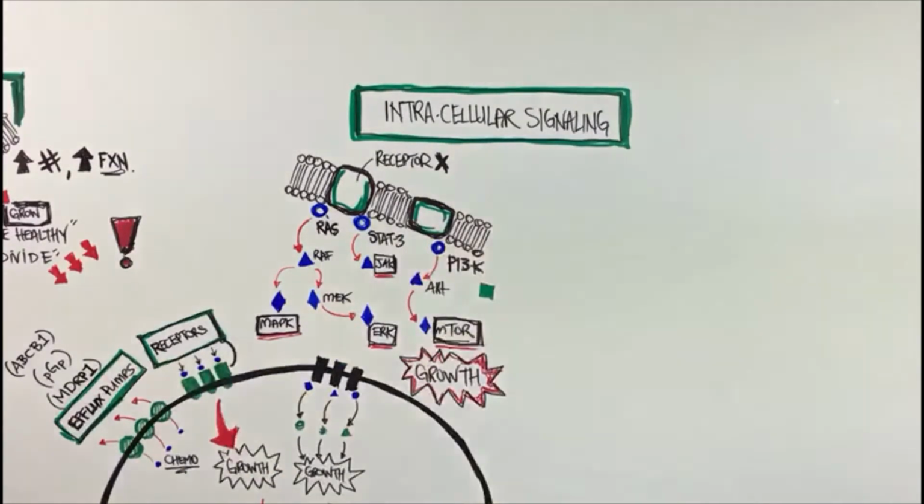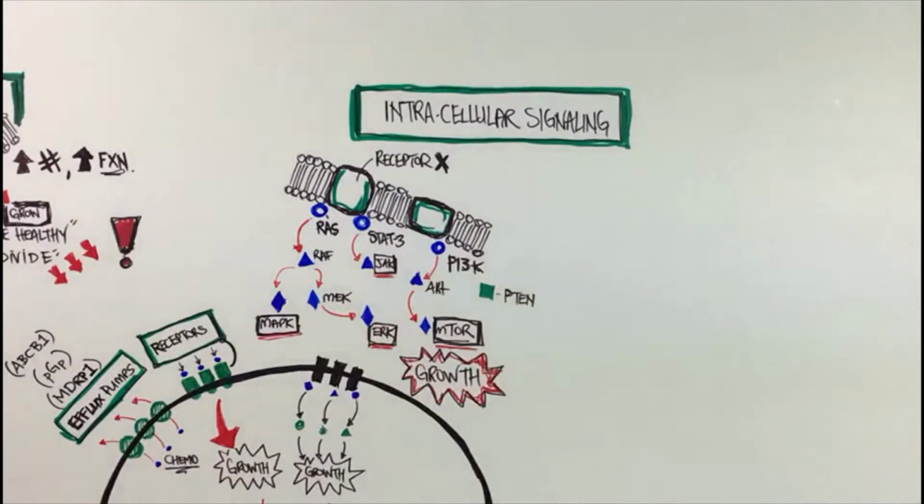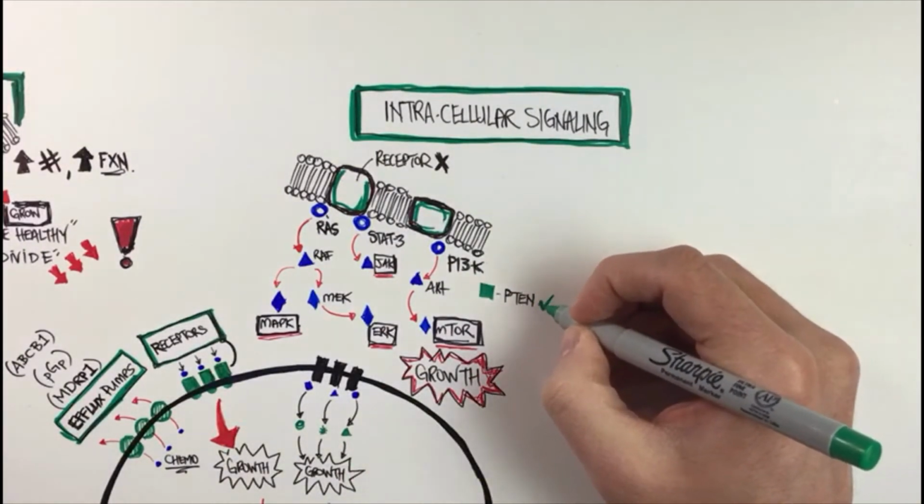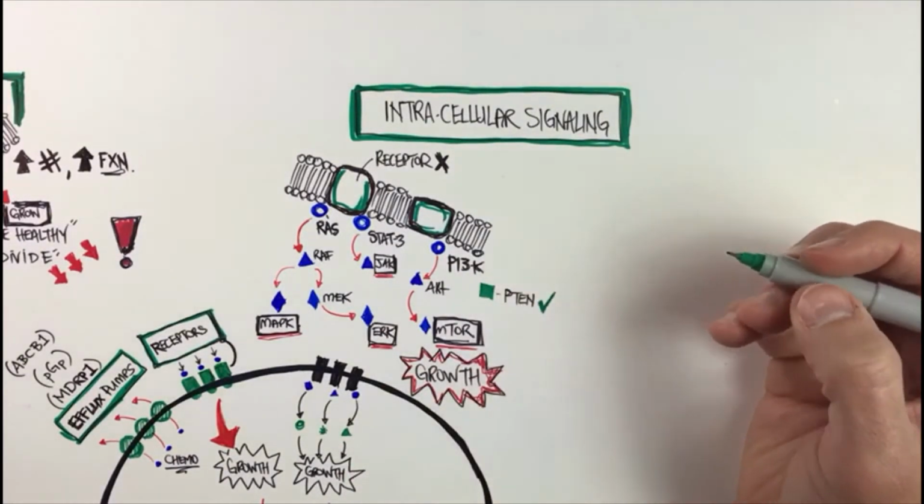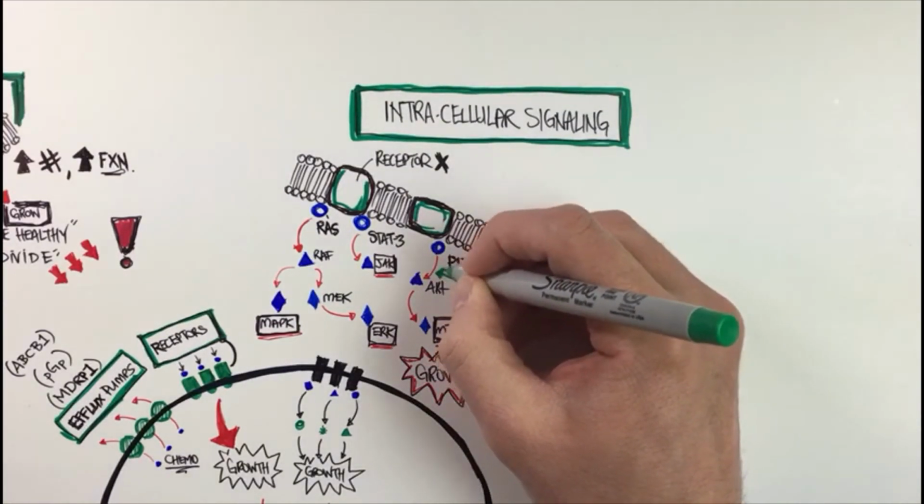One of the commonly known important braking systems on the PI3K pathway is a molecule called PTEN. It's a beautiful tumor suppressor gene product, and it shuts down, I'll put a little minus symbol here.